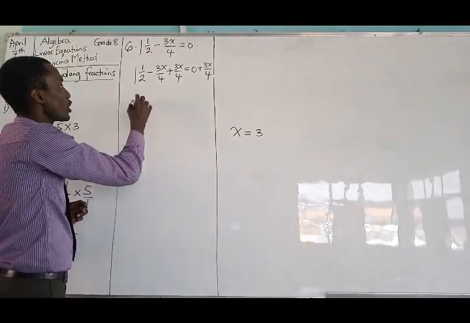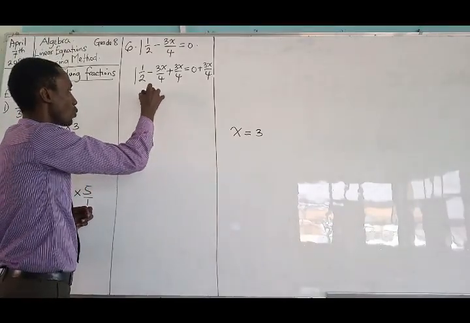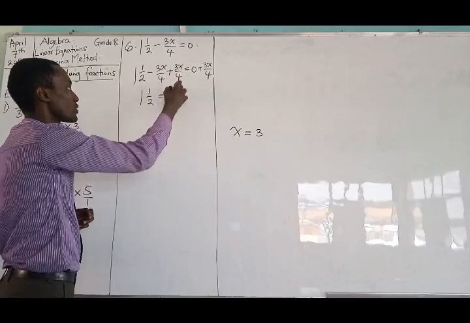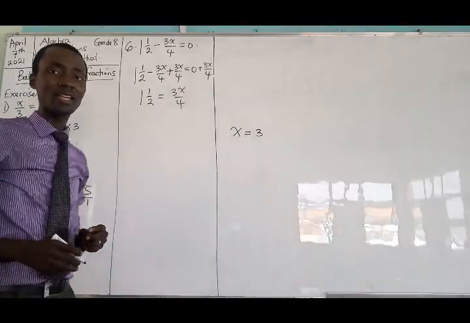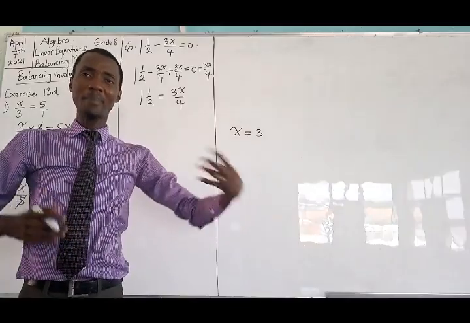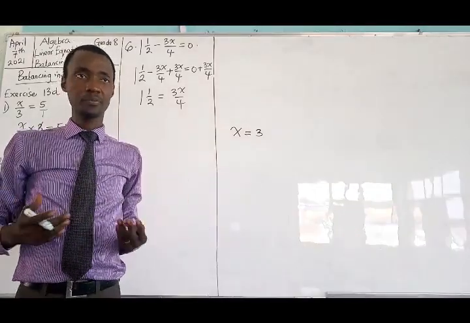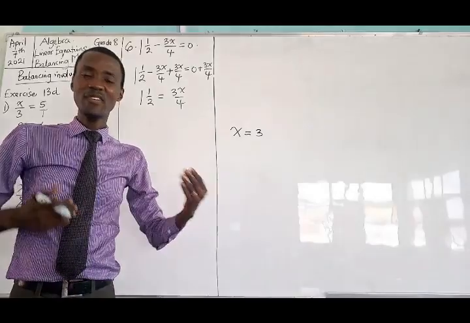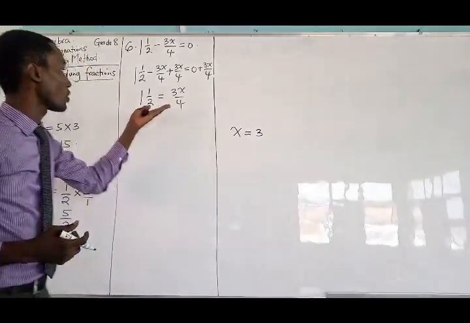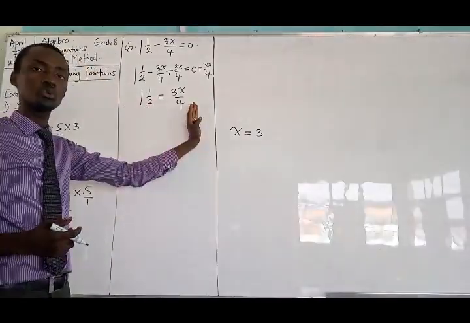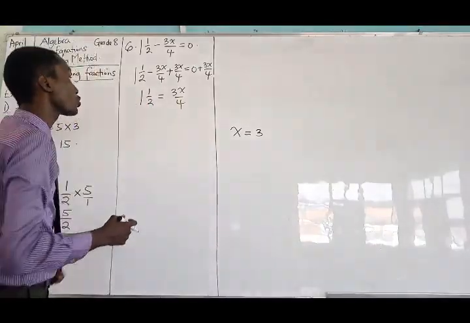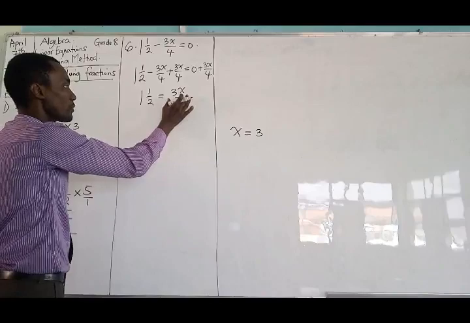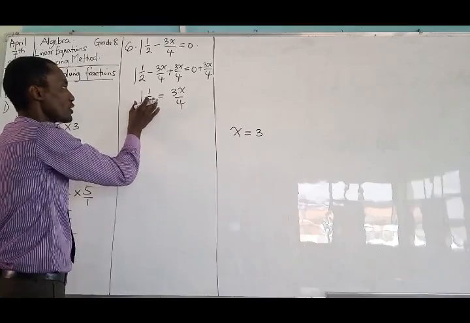With that, you're going to have 1 over 2 equal to what? 3x over 4. Remember we said that a number minus itself is 0. Negative a certain number plus itself is what? 0 also. So we have been able to handle this part. Now the next thing you want to do is to keep this on the left hand side and keep this on the right hand side.